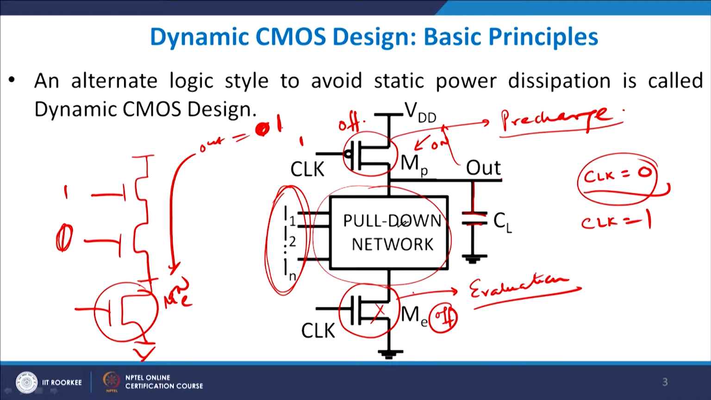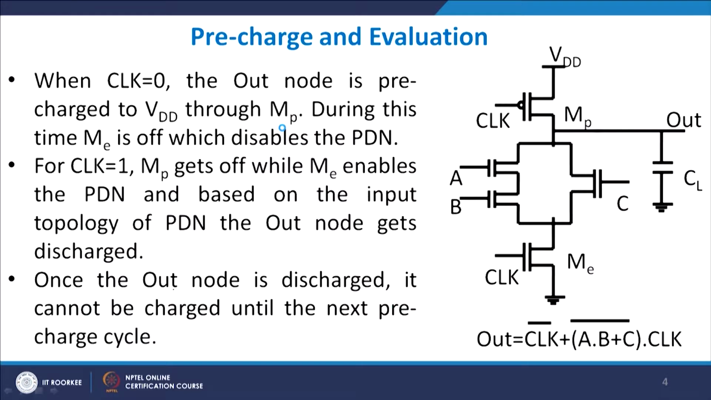So, two things happen. One is the type of network which you are choosing in the pull down network, and the other is the type of input you are choosing here; these will determine the output. So, you see at no point of time is VDD directly connected to the ground, and as a result, because you have the clock driving these clock transistors, you will automatically have much lower short circuit power dissipation. That is what is all written here.